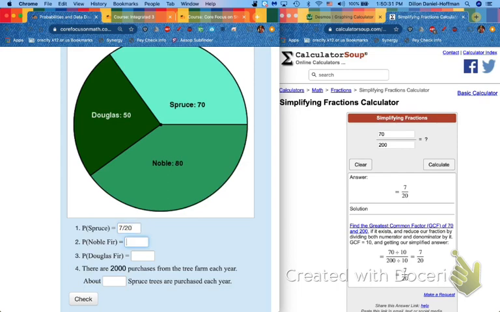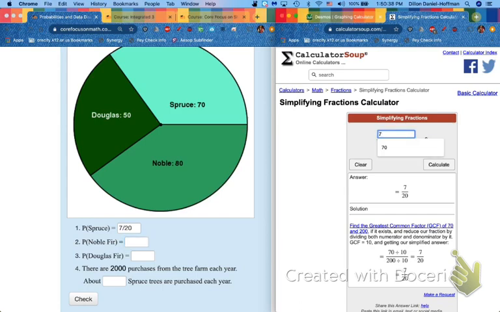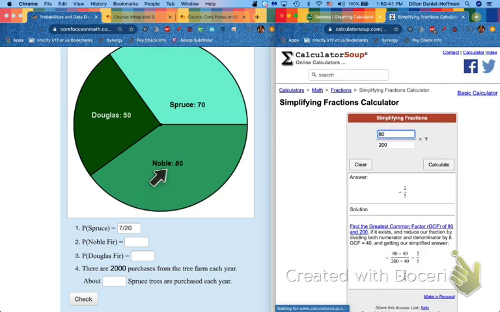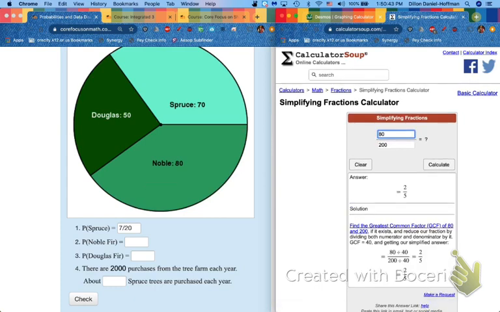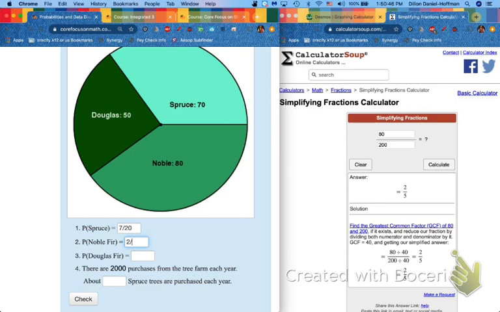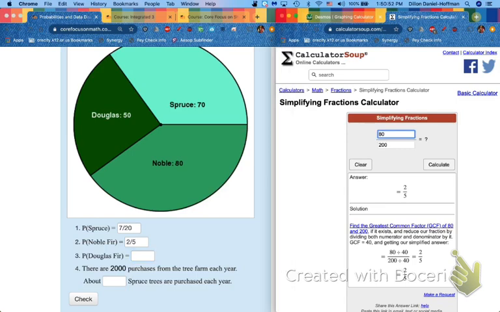Then I do the same thing with my noble fir on bottom. I've got 80 noble firs. See? 80 noble firs. So that's 2/5. And then Douglas fir is the remaining 50. So I do 50 out of 200. And that gives me a 1/4.